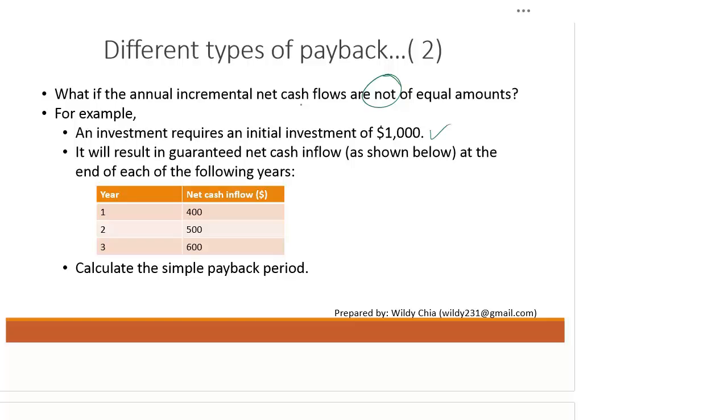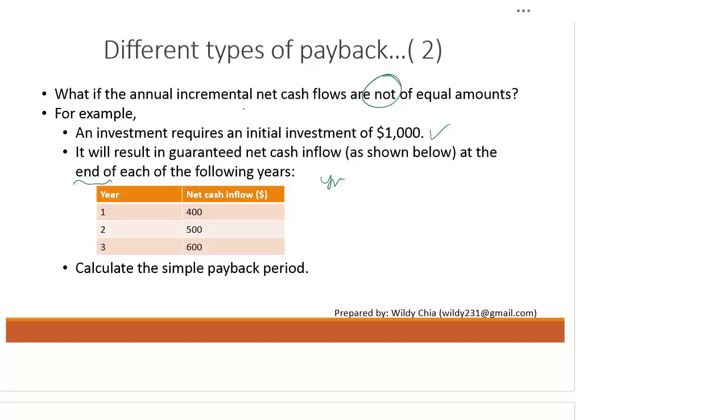End of year 1, not during the year. End of year 1 you get 400, end of year 2 500, end of year 3 is 600. So how long would you have to wait before you get your payback? Now there are quite a few ways that you can present the workings. It really depends on your preference and where you're taking the subject. For me, I'll do it like this.